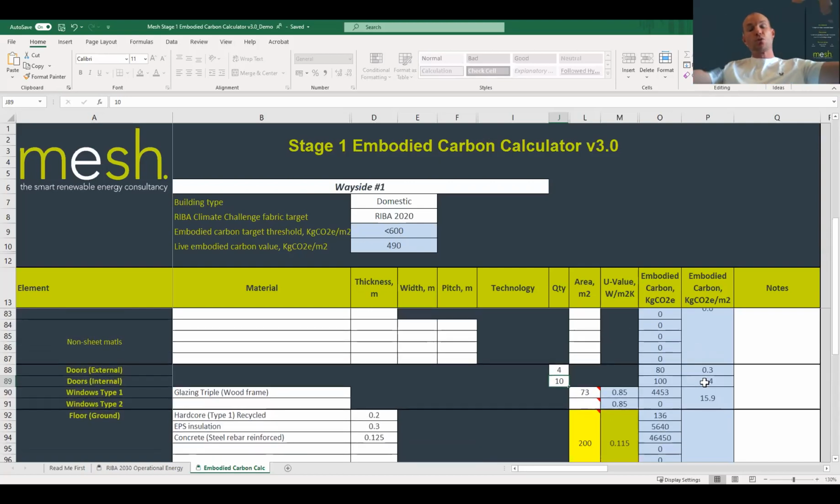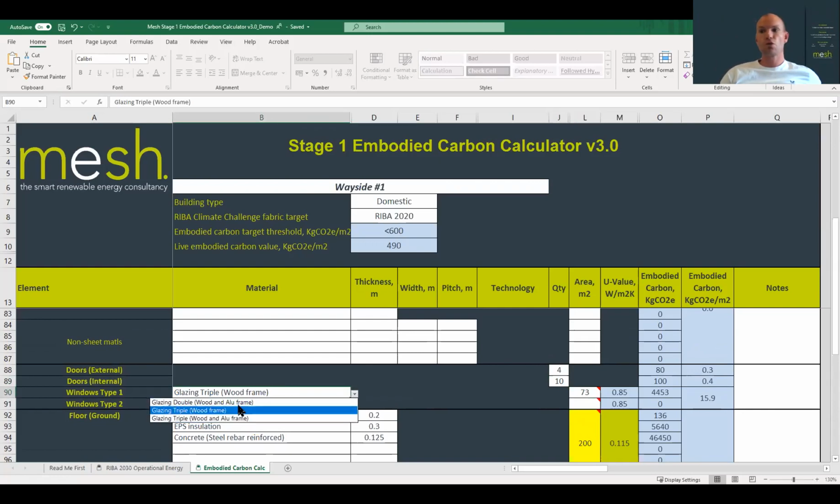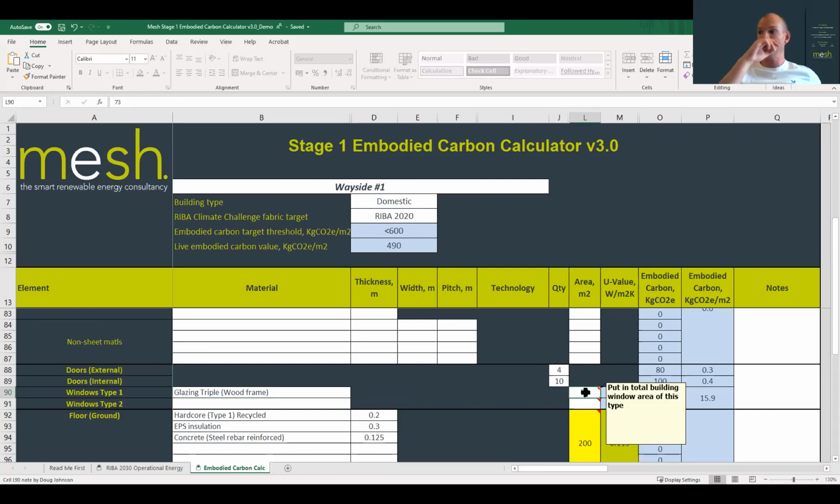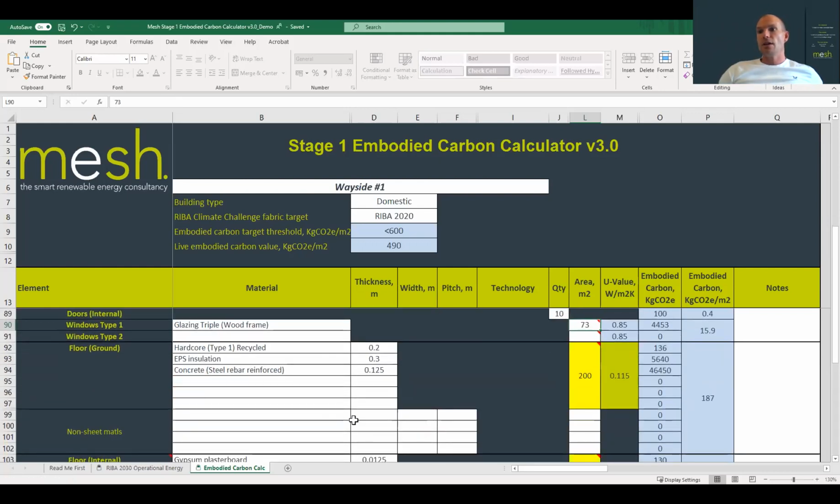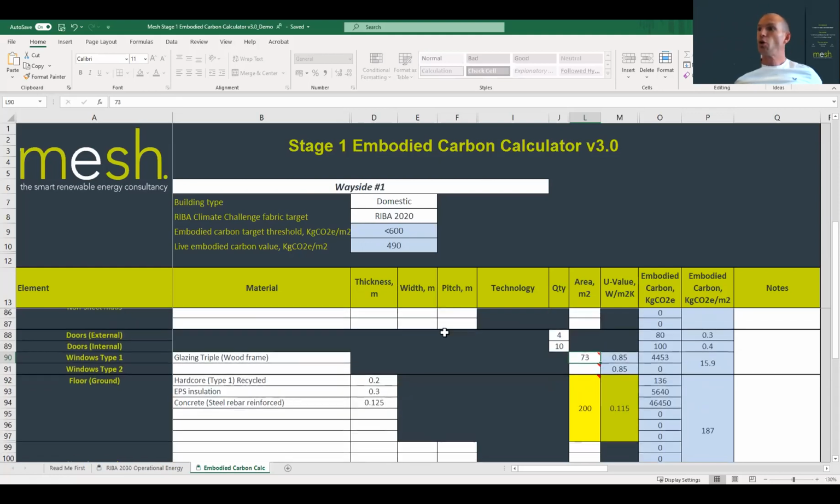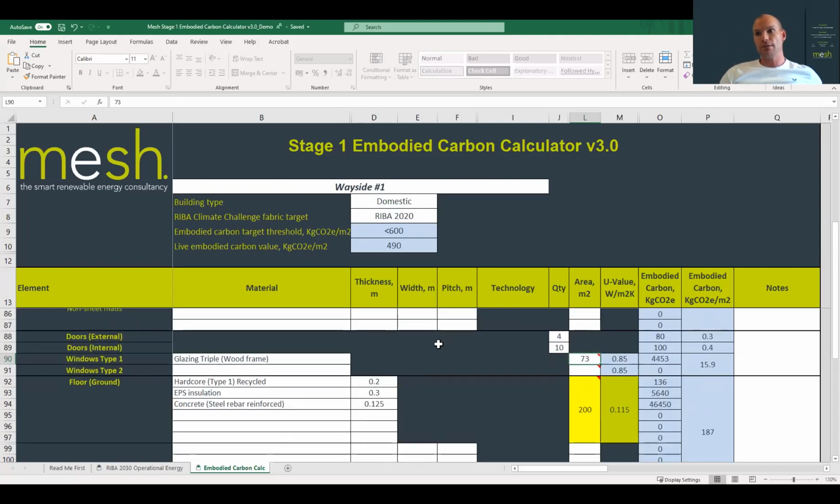If you're doing multi-story buildings, you're going to have to multiply up these doors and same with the windows. So in this particular house, it was triple glazed. So you can pick, we haven't made this complicated, just double or triple glazing with wood and aluminium, nothing too fancy. And the total window area you can put in there. So again, if you had a multi-story building, you had hundreds and hundreds of square meters of double glazing, you put in hundreds and hundreds of square meters for this area here. And that's really about it. That's as complicated as doors and windows get.